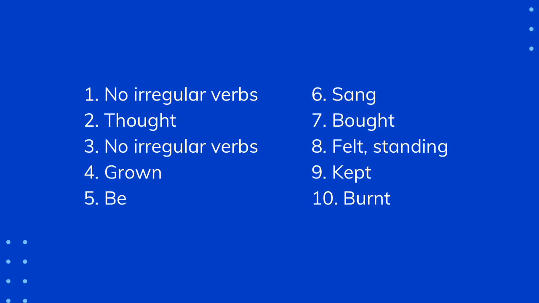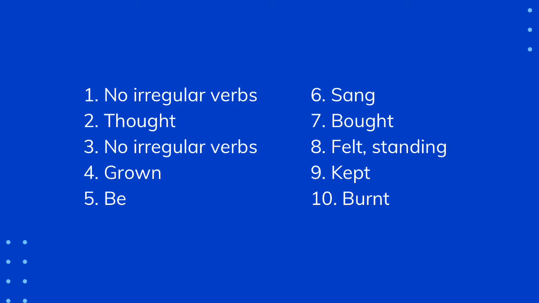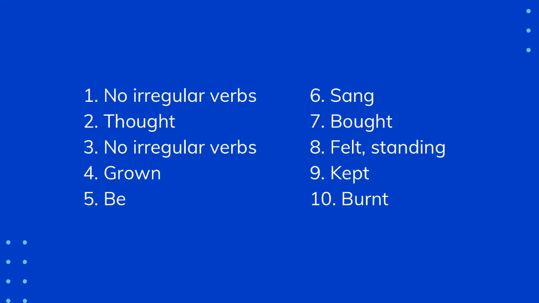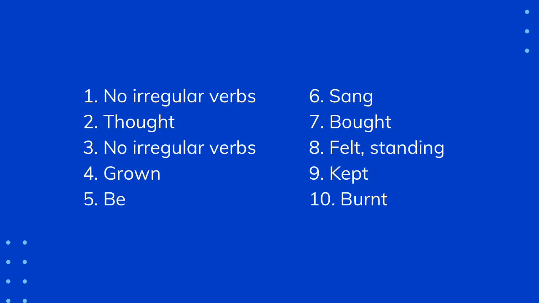The irregular verb in sentence 6 is sang. The irregular verb in sentence 7 is bought. The irregular verbs in sentence 8 are felt and standing. The irregular verb in sentence 9 is kept. And the irregular verb in sentence 10 is burnt.